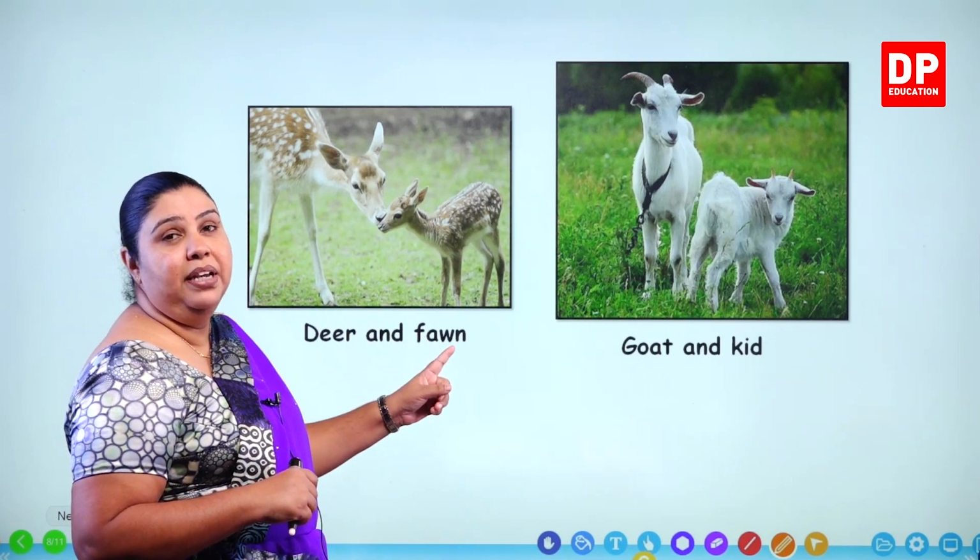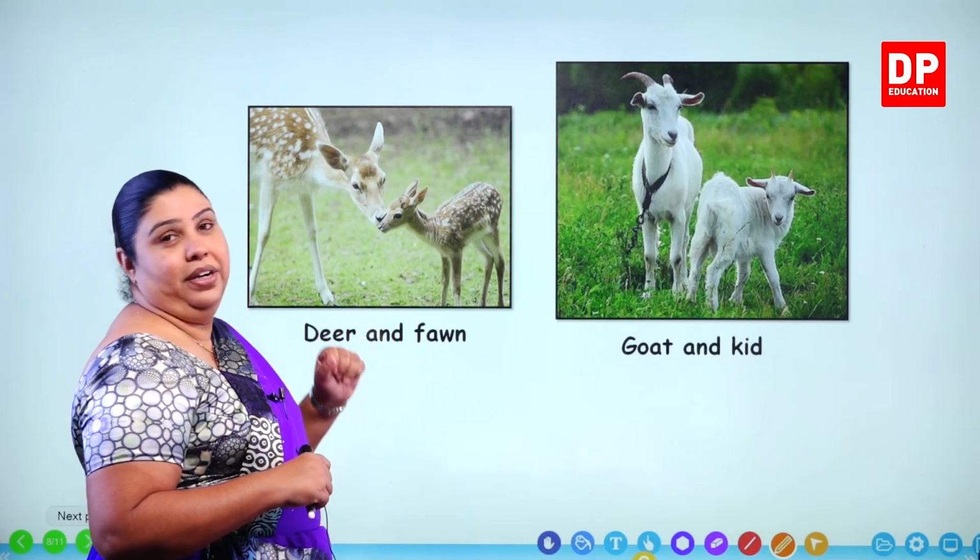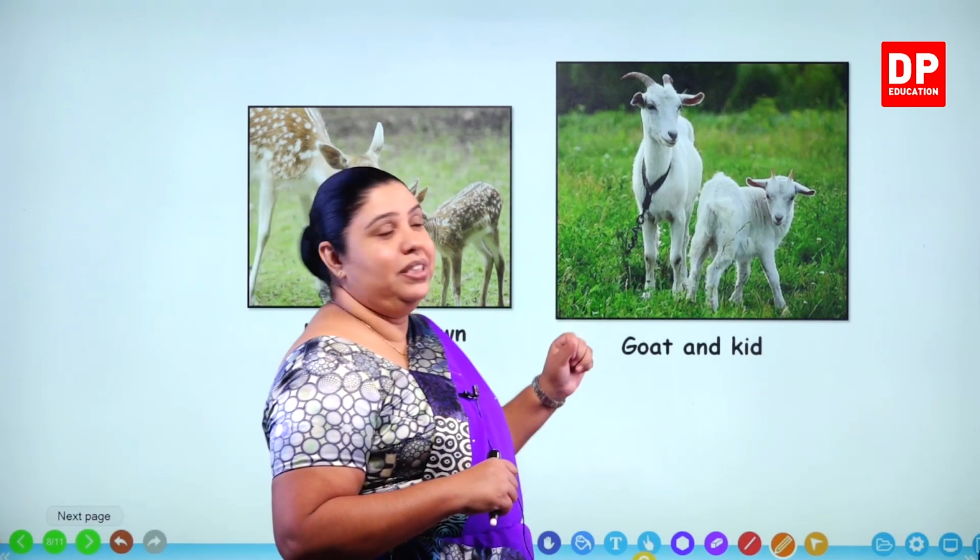Then who is the baby? The baby is called a fawn. Then we have the goat.